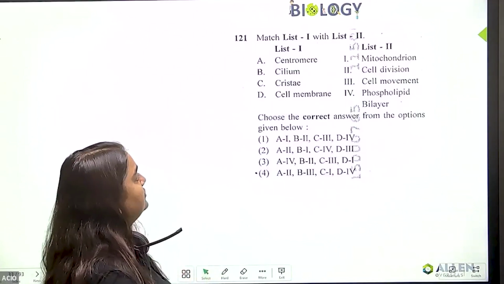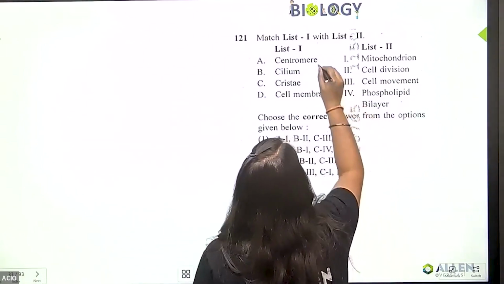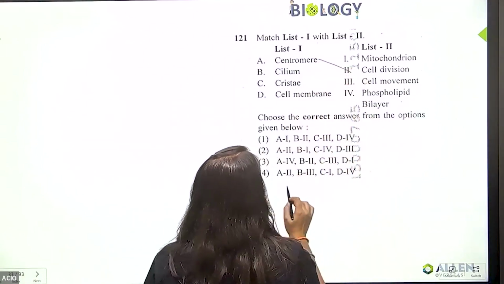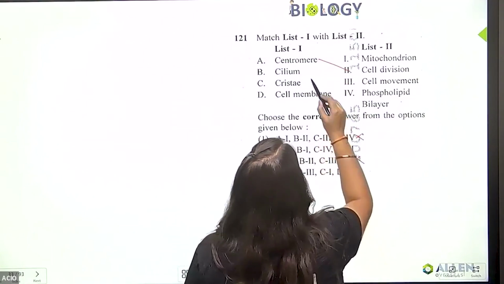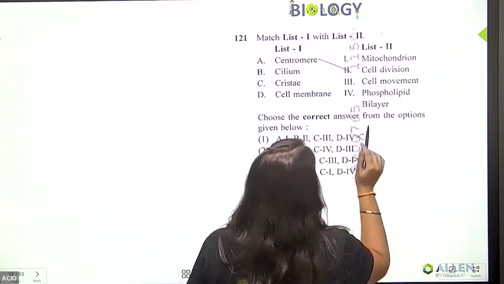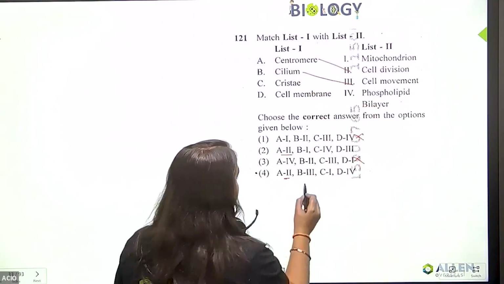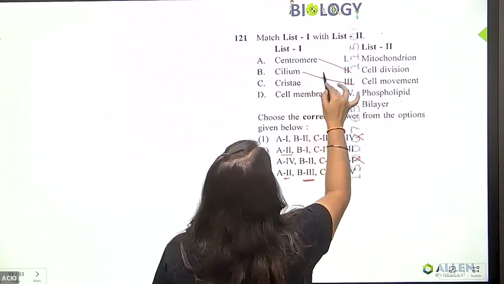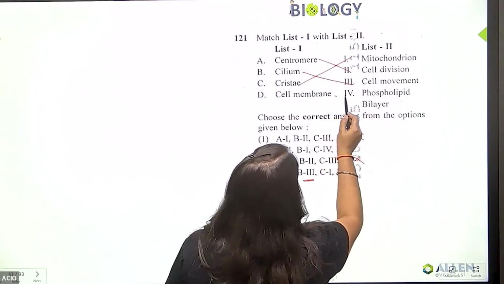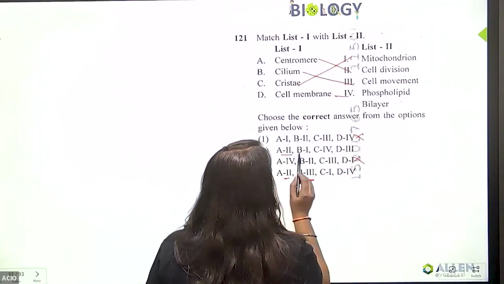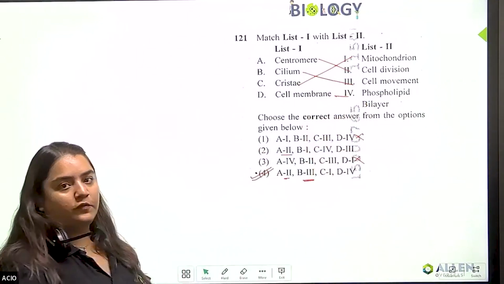Let's move on to the next question. Okay, let's match the following. Centromere, you all know it is used for cell division. So A goes with 2. This cannot be the answer. Cilium helps in motility. Let's see, cell movement. So B goes with 3. Okay. Cristae is the inner membrane enfoldings of mitochondria. Cell membrane is phospholipid bilayer. So C goes with 1. Yeah. So the answer is fourth one.